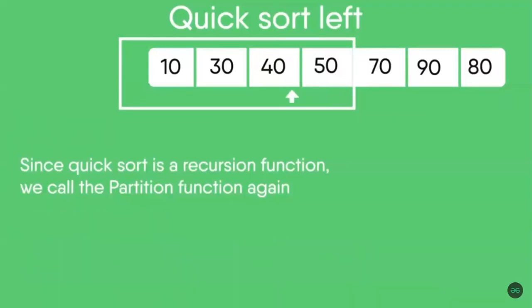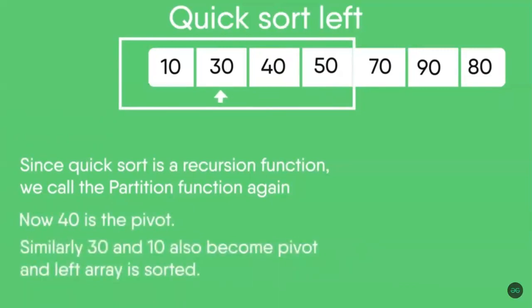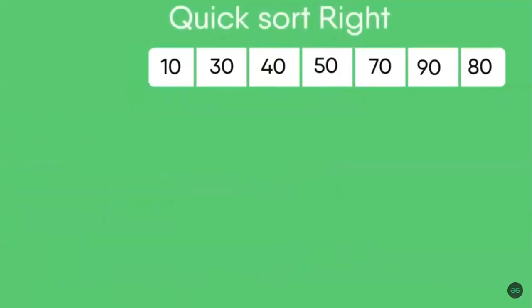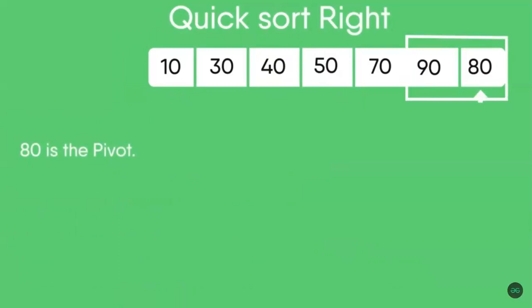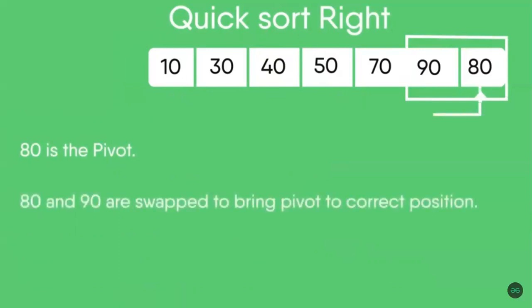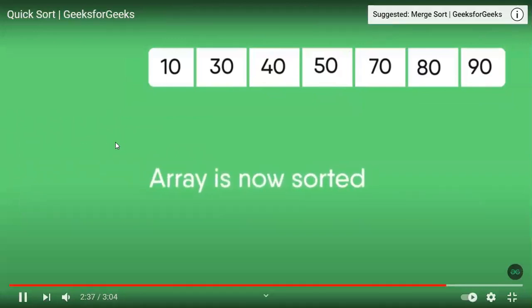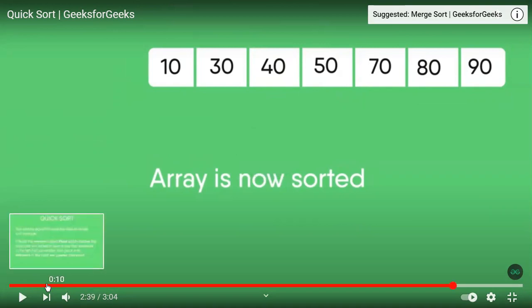So here 50 is the pivot. Pivot left side elements are less than the pivot, and right side elements are greater than the pivot. Here 70, clear? The array is now sorted. All of you, I will repeat the same.